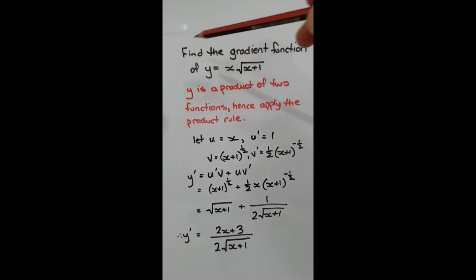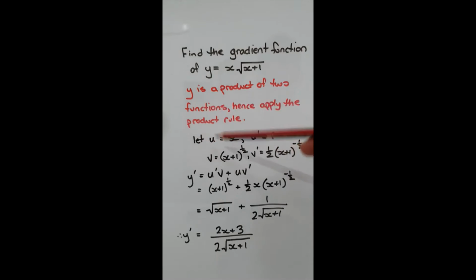Find the gradient function of y equals x times the square root of x plus 1. Now gradient function means find the first derivative. Now y is a product of two functions, hence we apply the product rule. So we're going to let u equal x and v equal x plus 1 to the power of half.